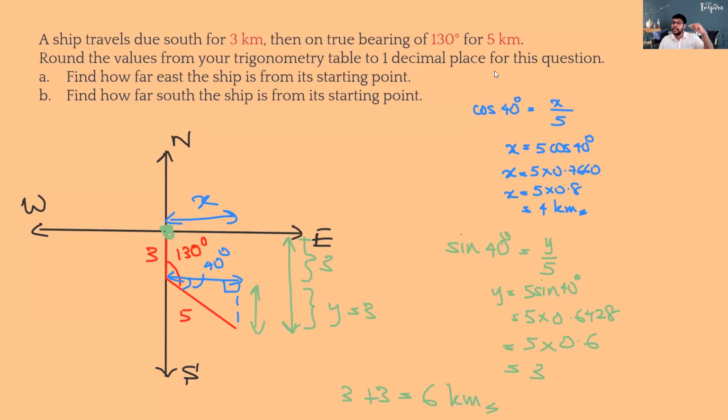And to 3, I add the original 3 from before, right? So 3 plus 3 gives me 6 kilometers south in total. Did you get it, Anuja? Why do we add that 3? Because the question says from the starting point, right? Yes, that's the reason that we add the 3. Clear, Anuja?